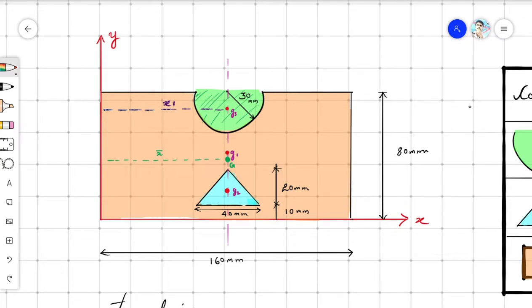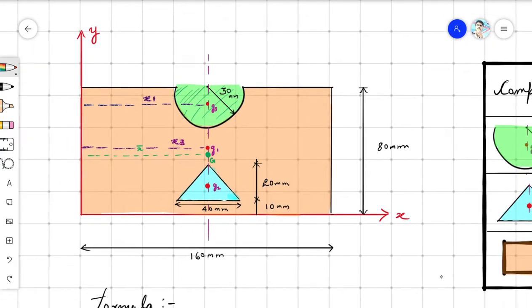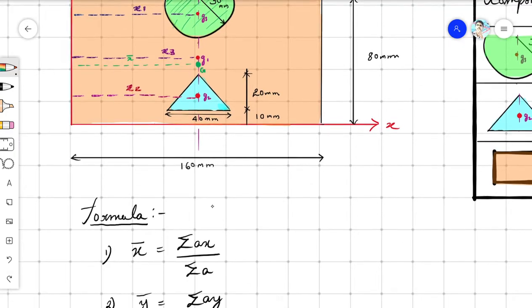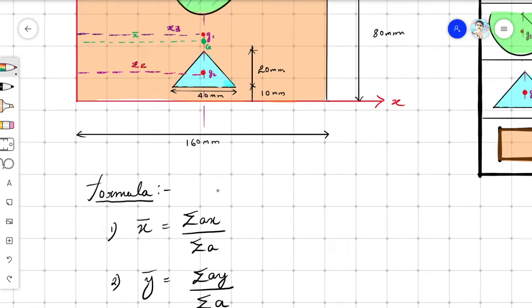And for the rectangle, this is where the centroid lies, and I take it as x3, because I have taken the rectangle as the third component. And the last one is this part where there's a triangle, we call it x2. We have divided into three components: a semicircle, a full rectangle, remember it is a full rectangle of 160 into 80 mm, and one triangle of 40 into 20 mm.